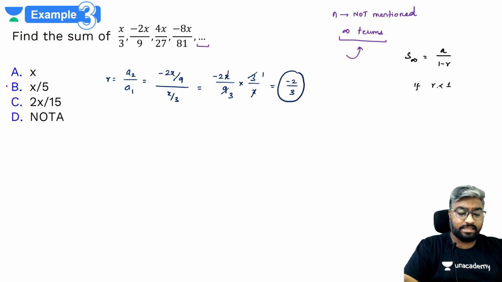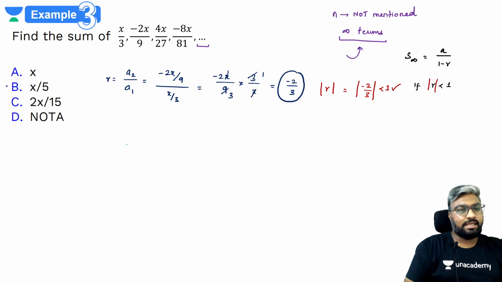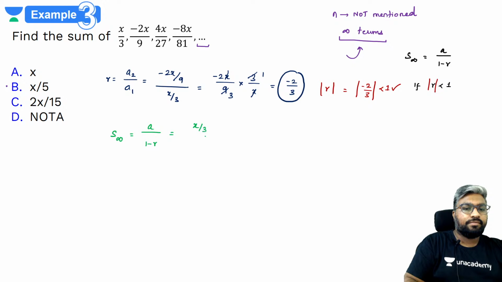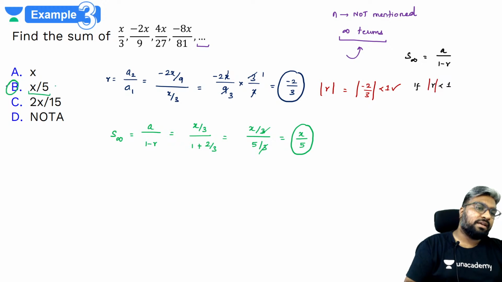Got it? So it's not just that r should be less than 1, because then any negative term would qualify. The modulus of r should be less than 1. In this case, the modulus of minus 2 by 3. Is this less than 1? Yes it is. So now we can apply the direct sum formula and finish. The sum of infinite terms here is going to be a by 1 minus r. a is x by 3, and r itself is minus 2 by 3. So 1 minus of minus is plus 2 by 3, which gives us x by 3 divided by 1 plus 2 by 3, which is 5 by 3. So the 3s cancel, and we get x by 5. Okay, option B, x by 5 is our answer.